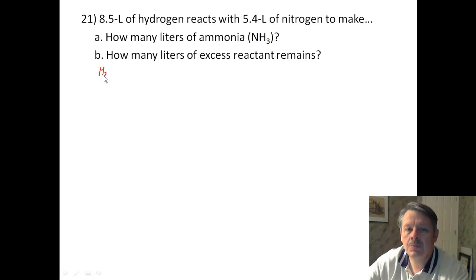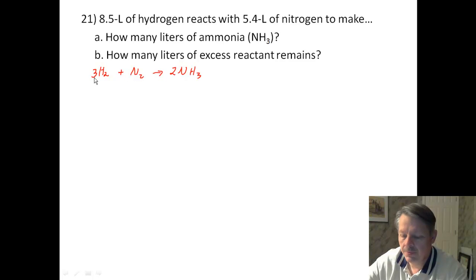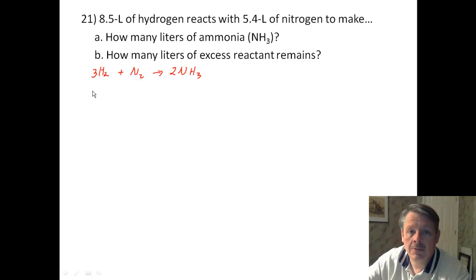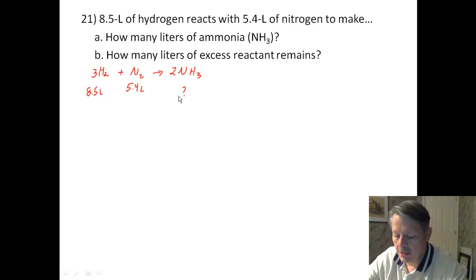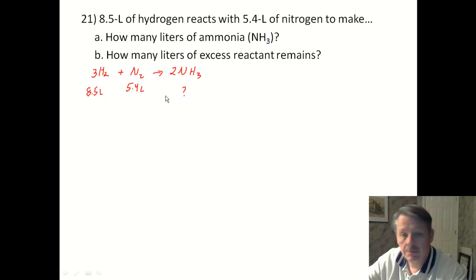Hydrogen, that's H2. Hydrogen gas reacts with nitrogen gas, N2, to make ammonia, which is NH3. So to balance this, we have to put a 2 there, and a 1 there, and a 3 there. All right. So the question is, we have 8.5 liters of hydrogen and 5.4 liters of nitrogen, and we're trying to figure out how many liters of ammonia we get. Okay, and then we're trying to work our way back to figure out excess reactant. So let's go and do this.